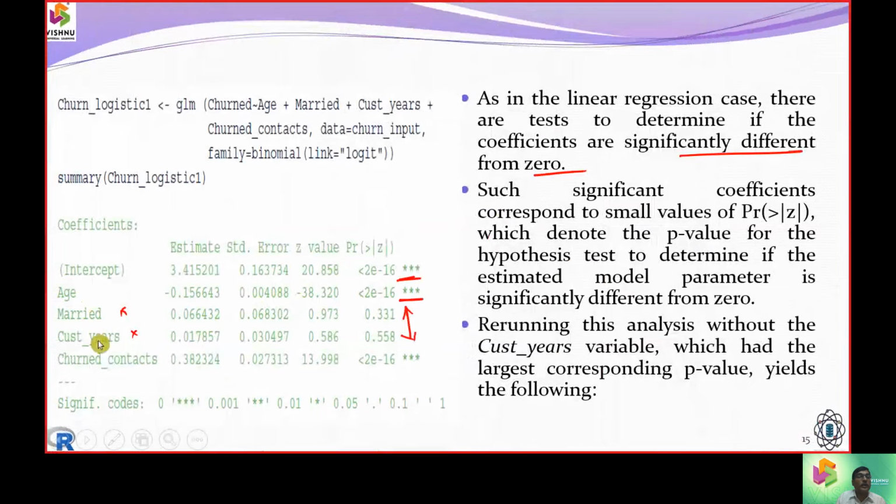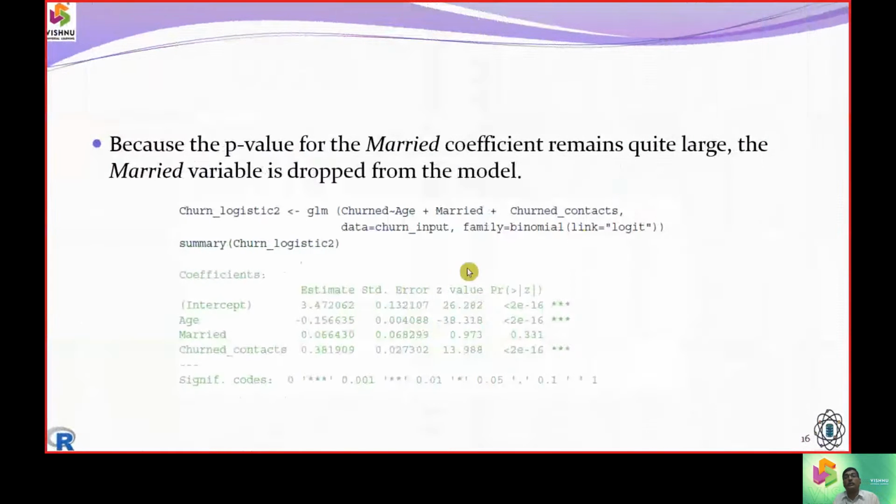So what did we remove? We had age, married, contacts and customer years. So we have removed customer years first because it is towards 1. So it is at the alternate hypothesis there. So we removed it, and as of now, the first item is removed. Now again, we have reiterated and rerun this model. So now what was this model telling?